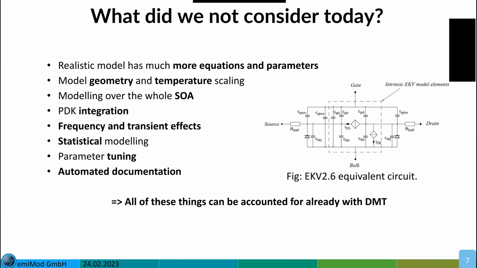Statistical modeling, and in the end, in practice of modeling, at least from our perspective, some parameter tuning is necessary. So we extract many parameters using analytical steps. We have sheet resistances, contact resistances that allow us to calculate equivalent circuit elements, but some tuning is always necessary in the end. And this is extremely difficult to automate. And we also need to have some kind of automated documentation. But this is all stuff we can in principle do already with DMT.